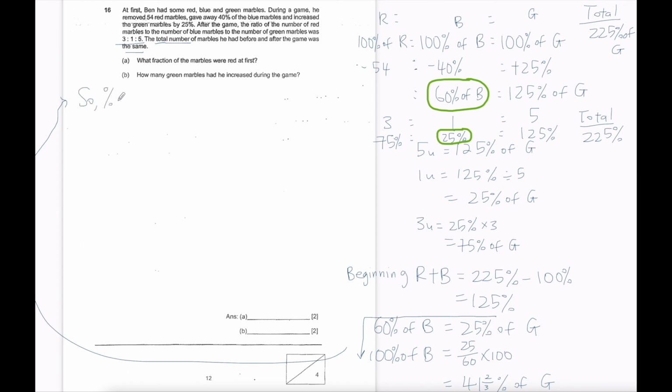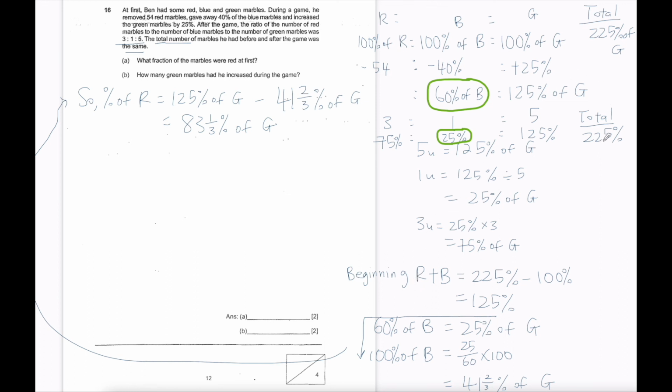So the percentage of red will just be 125% of green minus away 41 2/3% of green. Okay, so I'm going to get 83 1/3% of green. Okay, let me repeat. So in the beginning it's the same as in the end.